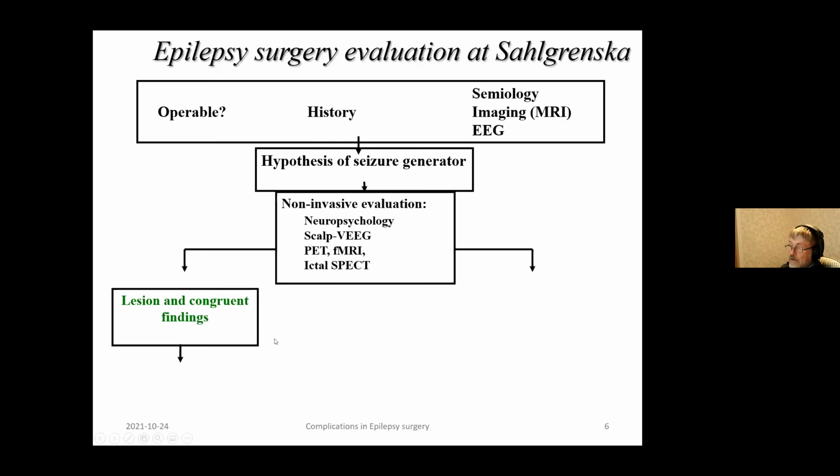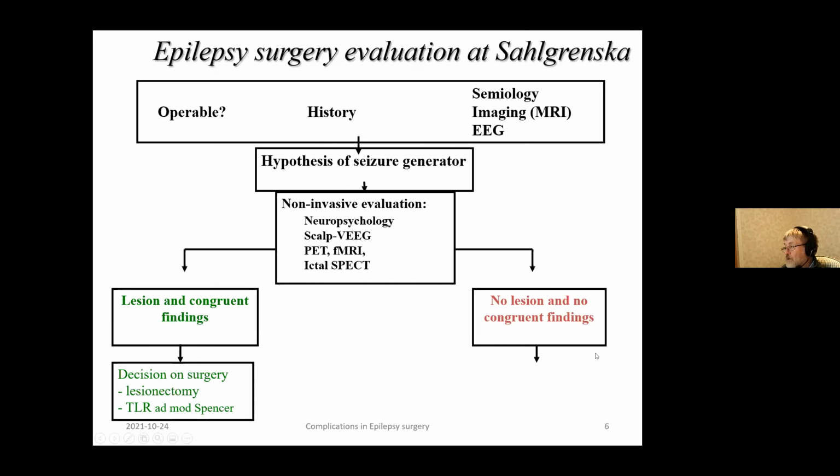But to the left here, you have the most simple situation. You have a lesion and you have congruent findings. You can make a decision on surgery. You may make a decision on lesionectomy. It could be cavernoma, it could be a temporal lobe resection. It could be a modified Spencer or something different. And then the other situation, which basically is also quite easy, but sometimes a little bit difficult to really make a decision on, is that you have no lesion, you have no congruent findings, and it's not possible to proceed.